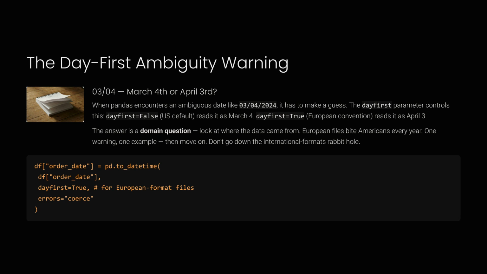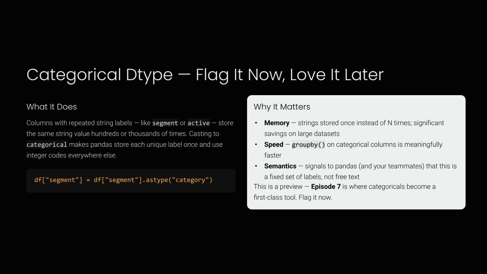When parsing dates, ambiguity is a major concern. The dayfirst parameter allows you to specify whether a date should be interpreted as month-day or day-month, helping you avoid common errors depending on the data's origin. For columns with repeated string labels, consider using the categorical data type. This saves memory by storing each unique label once, and it can significantly speed up operations like groupby.